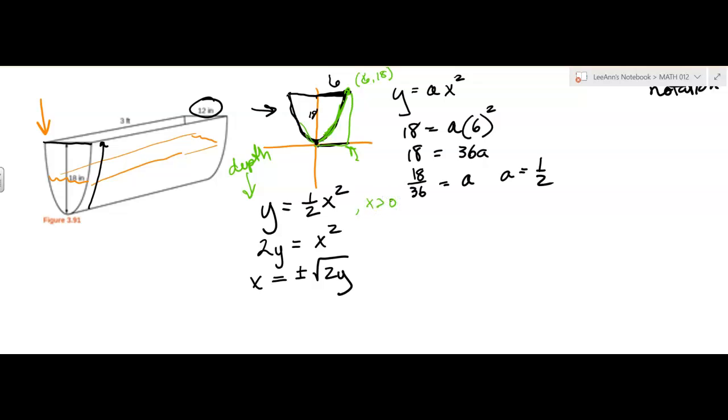Well, when we do that and we solve for y, if x has to be greater than 0, then it's not going to be the negative case. So we're going to say x is equal to the square root of 2y. Now that only gives us this side of the parabola, okay? This side. And we'll talk about what we're going to do.